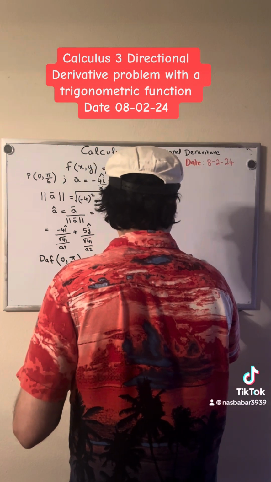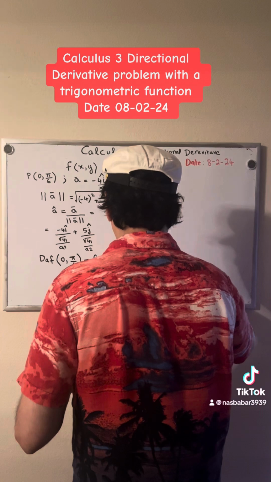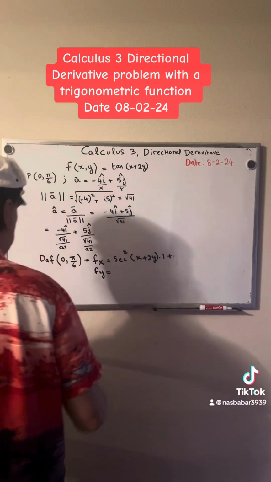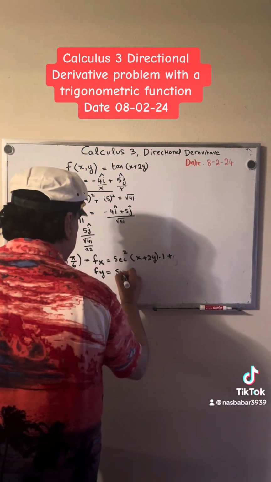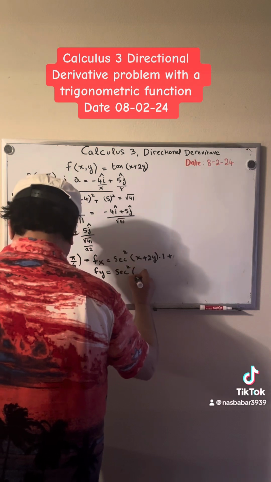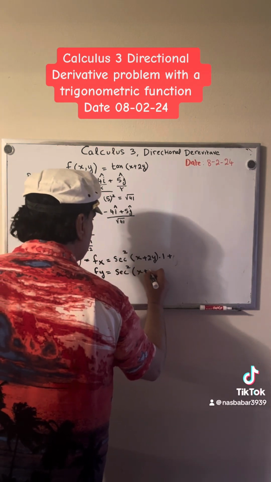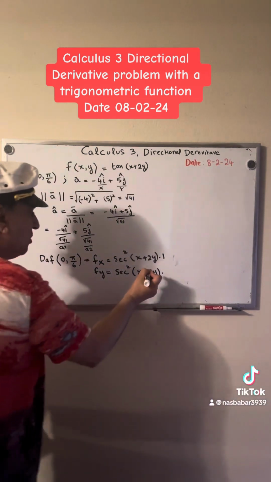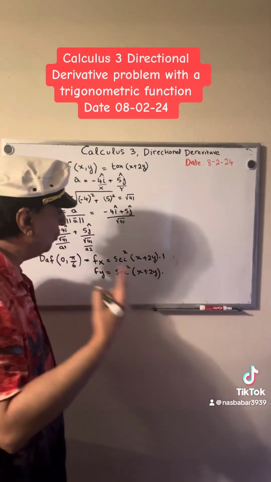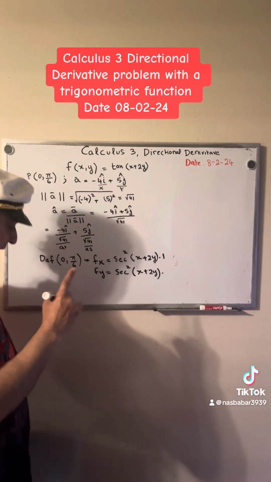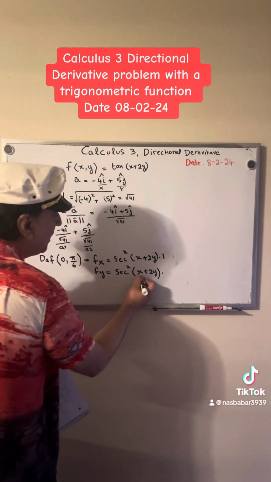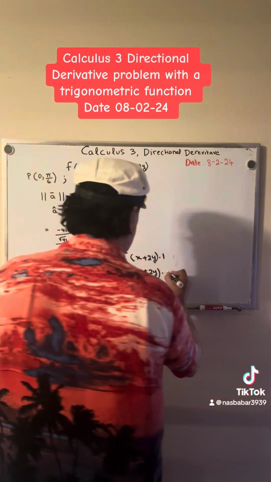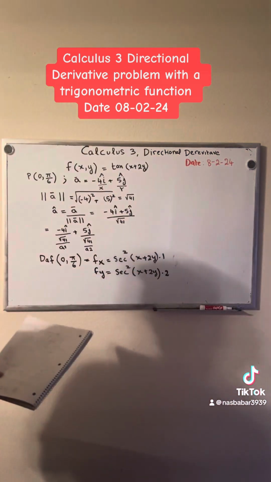Plus, you take the derivative with respect to y. Let me do it separately right here. Fy is going to be secant squared again, of (x + 2y). Now, what would I multiply that by? What's the derivative of the inside? I'm taking the derivative with respect to y, so x is constant and its derivative is 0. The derivative of 2y is 2. There you go. All right.